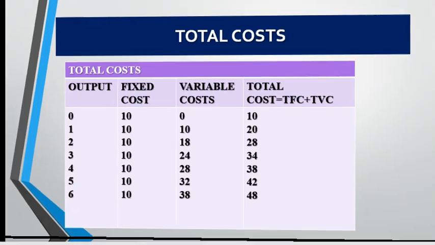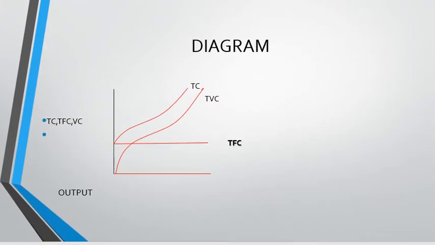But total cost will not start from the origin. So this is the OX axis on which we take the output, and this is the OY axis on which we take the total cost, total fixed cost, and the variable cost. So this is the total fixed cost. Even when we are producing nothing, still we have to incur it, and it is parallel to the x-axis, which indicates whether we produce 1 unit or 10 units, it will remain constant. Total variable cost will start from the origin. When the output is zero, it will also be zero. As the output increases, it will also increase.